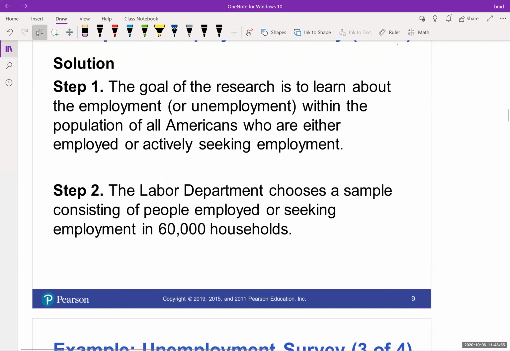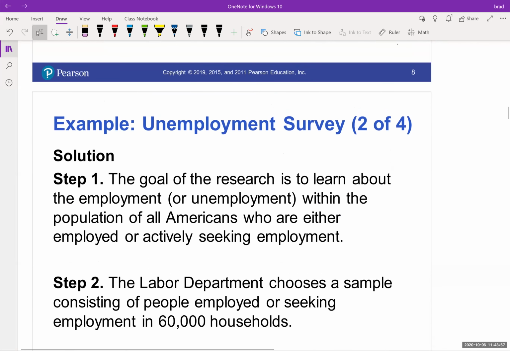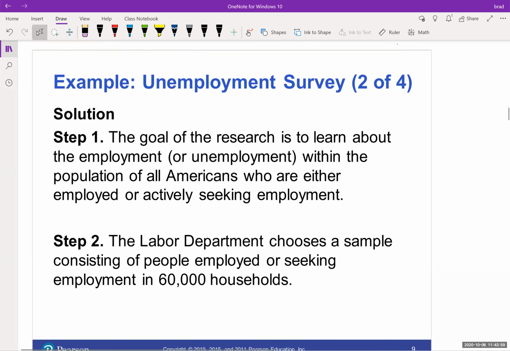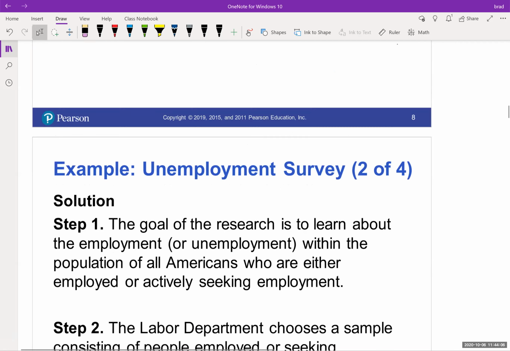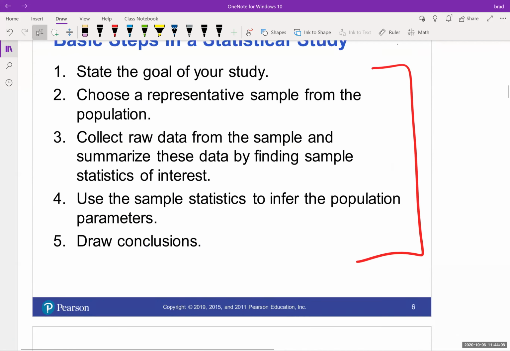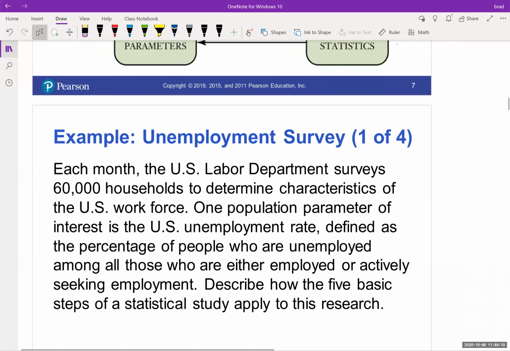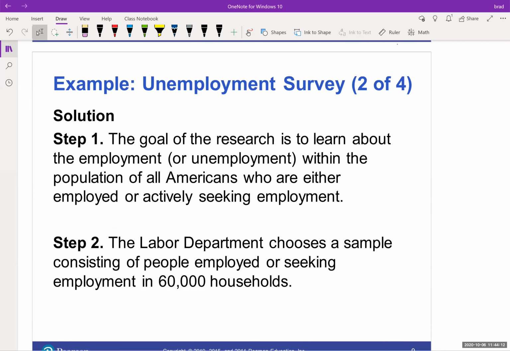Okay. So instead of writing all these out and having you read my writing, I felt like this time I was going to leave this slide up because it summarizes it just as well as I would have. So step 1. Let's go back up here to our step 1. State the goal of your study. Okay, so the goal of the research is to learn about employment or unemployment within the population of all Americans who are either employed or actively seeking employment.